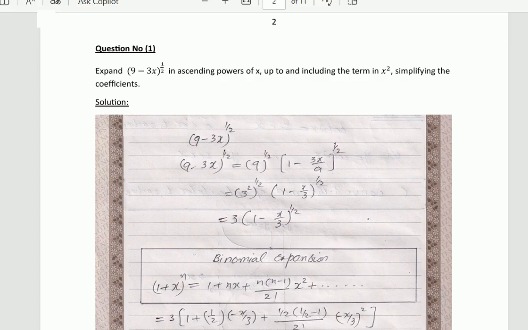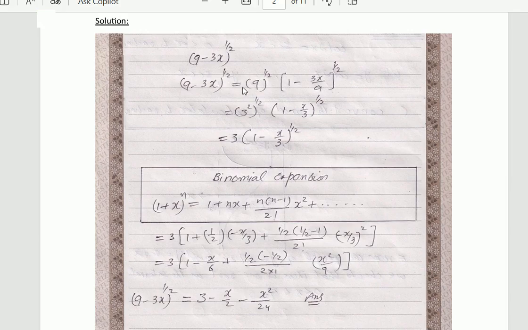In the solution section for this, (9 minus 3x) raised to power 1/2. After simplification, we get 3 into (1 minus x over 3) raised to power 1/2. We shall apply the binomial expansion formula for this. The binomial formula is (1 plus x) raised to power n equals 1 plus nx plus n(n minus 1) over 2 factorial x squared, and so on.